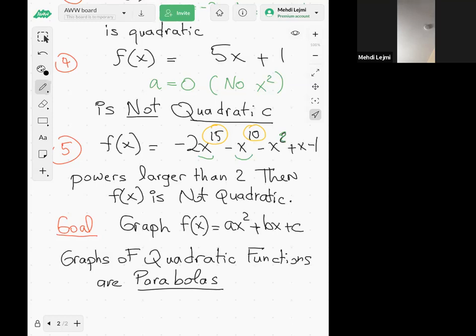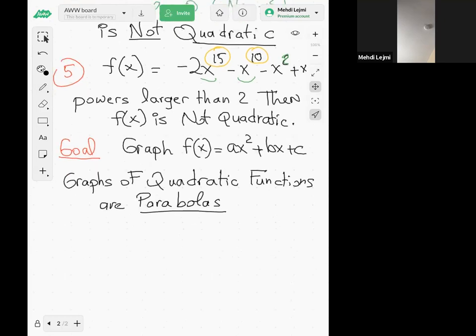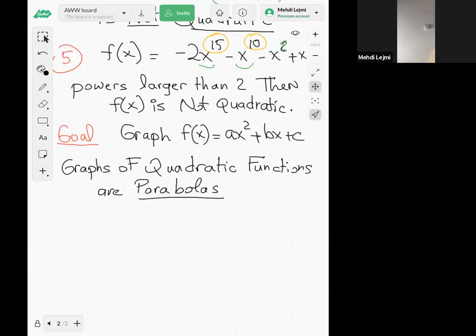Okay, so what I'm gonna do, I'm gonna graph an example of a quadratic function, and we're gonna take a very close look at the graph of the quadratic function. So let's have an example.